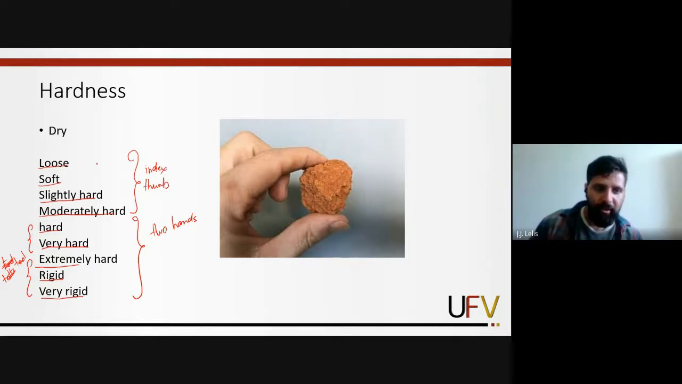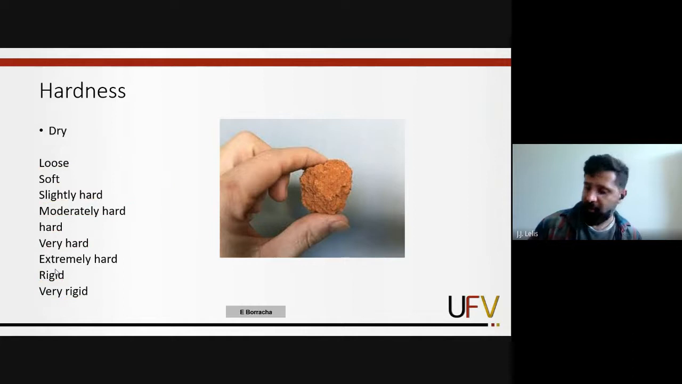So we can use this kind of organization of criteria to describe the consistency of the material when soil is dry. And this is quite important to us. Why? Because think, if you are a plant, a vegetable, and you need to grow your roots, should you choose an area to grow?